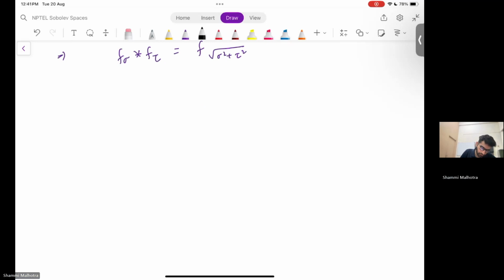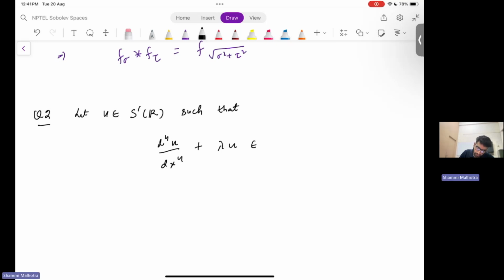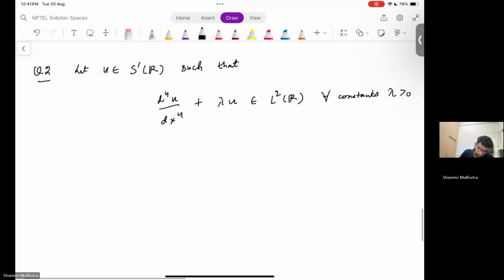So let me write the question. If I take u in the tempered distributions, such that d^4u/dx^4 plus lambda u is in L2(R), and that holds for all constants lambda positive, then show that d^ku/dx^k is in L2(R), for k from 0 to 4.